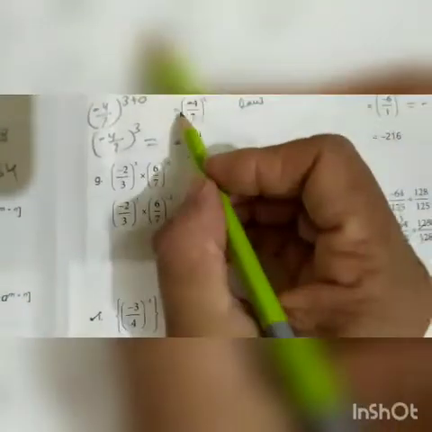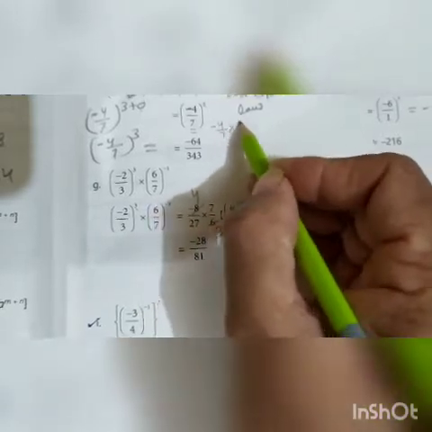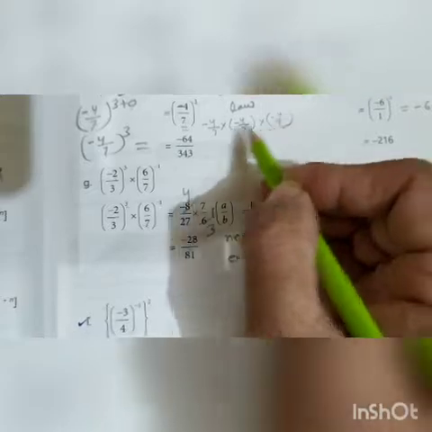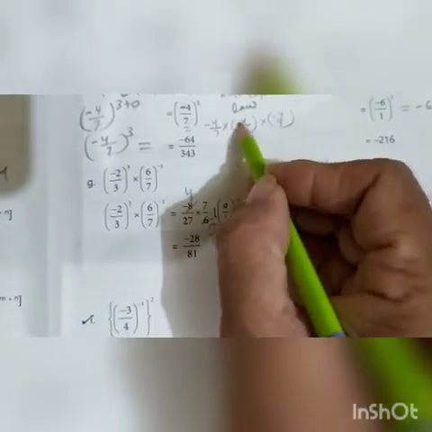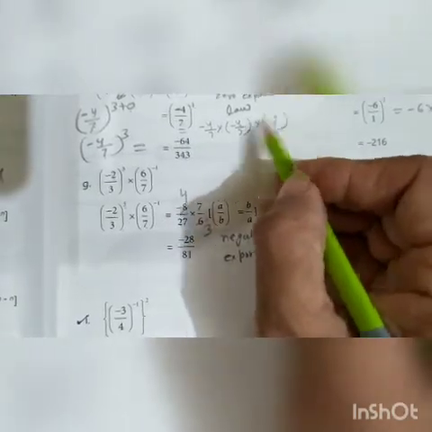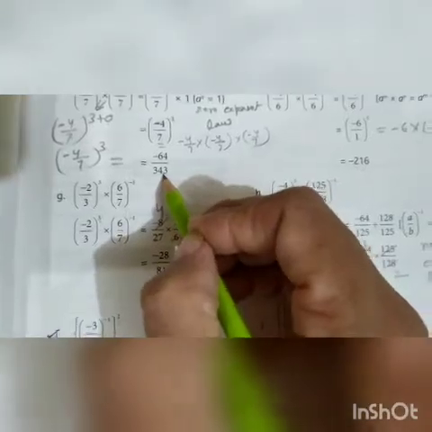So when we multiply minus 4 upon 7 three times like this, minus 4 upon 7 into minus 4 upon 7 into minus 4 upon 7, then minus minus is plus, then this minus here. 4 fours are 16, 16 fours are 64, upon 7 sevens are 49, 49 sevens are 343. Clear?